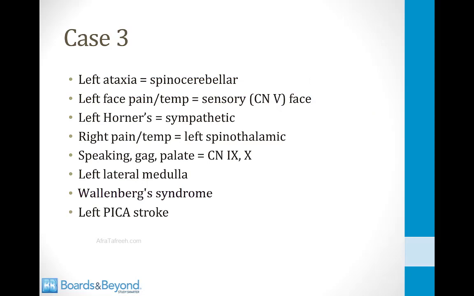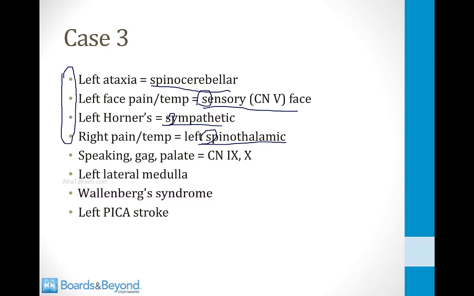So putting it all together, the left ataxia means involvement of the spinocerebellar tract. The left face loss of pain and temperature means involvement of the sensory function to the face. Remember, don't use cranial nerve 5 to localize problems to the pons. Instead, use it as evidence of sensory dysfunction, which is one of those S tracts in the rule of fours. The left Horner syndrome means the sympathetic tract is involved. That's another S. And the right pain and temperature means the left spinothalamic tract is involved. That's another S.